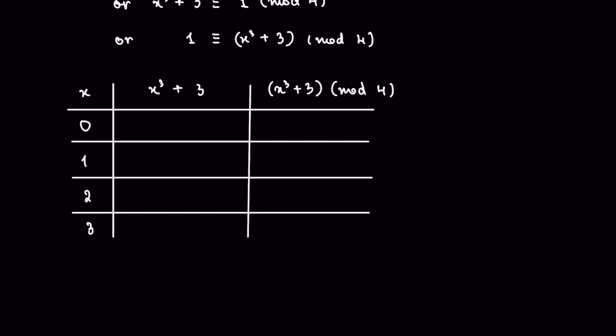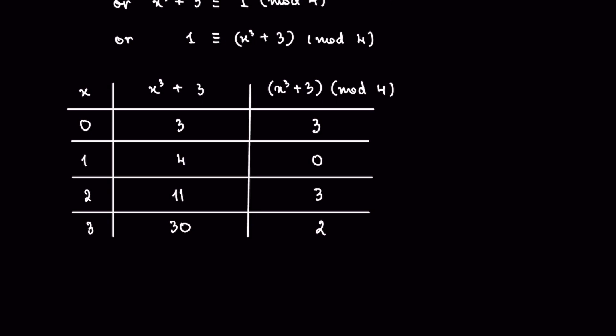When x equals 0, 0 cubed is 0 plus 3 is 3. So 3 mod 4 is 3. When x equals 1, 1 cubed is 1. 1 plus 3 is 4. So 4 mod 4 is equal to 0. Then 2 cubed is 8 plus 3 is 11. And then 11 mod 4 is 3. And then 3 cubed is 27. 27 plus 3 is 30. 30 mod 4 is equal to 2.